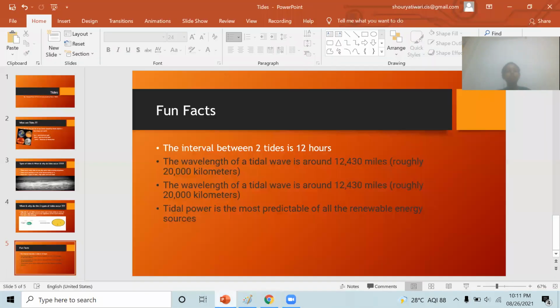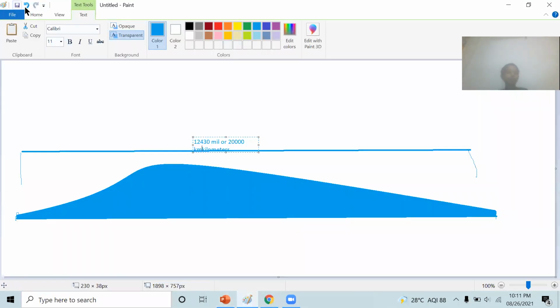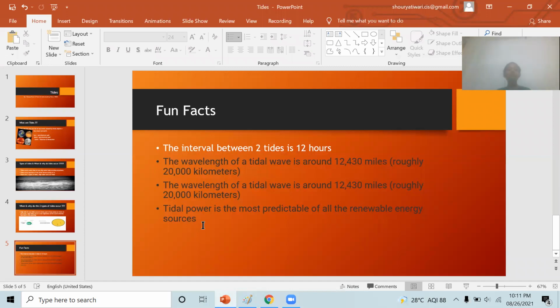Moving on to the next one. The tidal power is the most predictable of all renewable energy sources. What is that? Have you ever seen or heard of a windmill? What does the windmill do? A windmill is a natural form. It takes energy without polluting anything. So tidal power is the most predictable of all renewable energy. That means in the future, tidal power has the most chances of being used as a renewable energy.